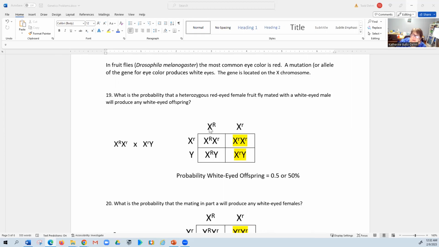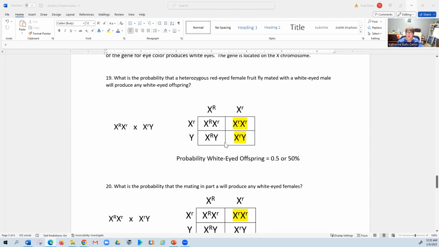So here, the female is X big R, X little r, and the male, X big R and Y. And then you go across: here's the X big R, the X little r, here the X big R and the Y, and here the X little r from the male and the X little r from the female. So that is a white-eyed female. And here the X little r from the female, and then the Y from the male. Okay, write the male sign next to it. But the probability of white-eyed offspring for this is 0.5 or 50%.